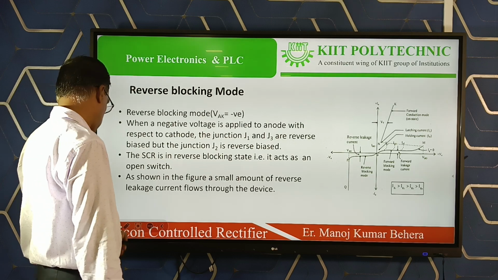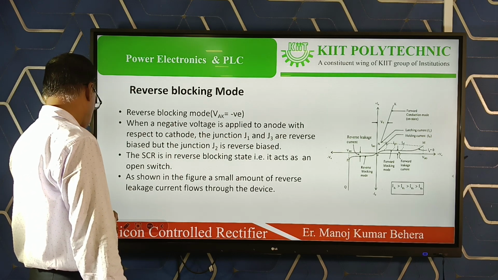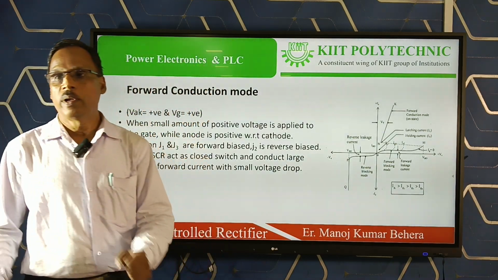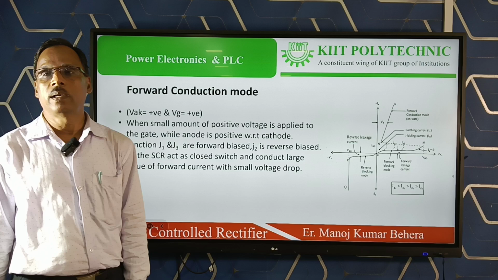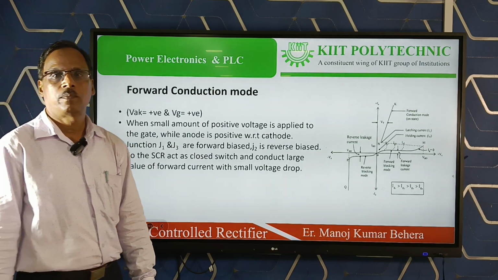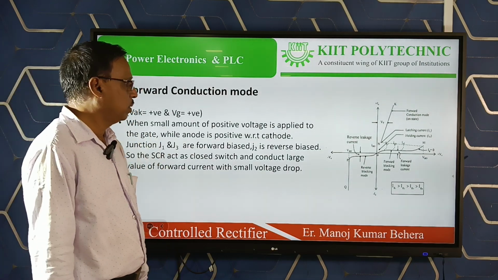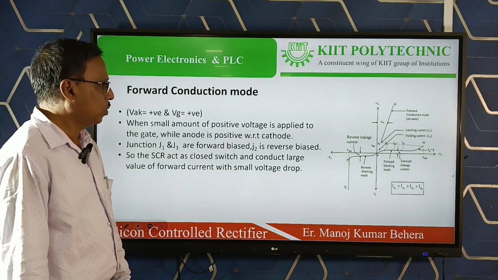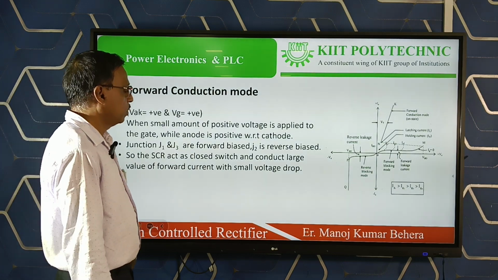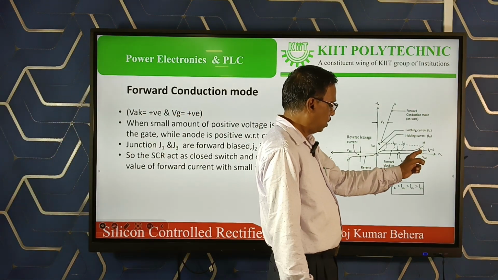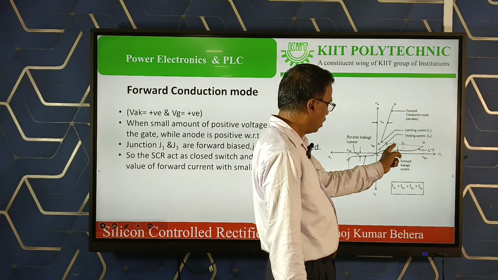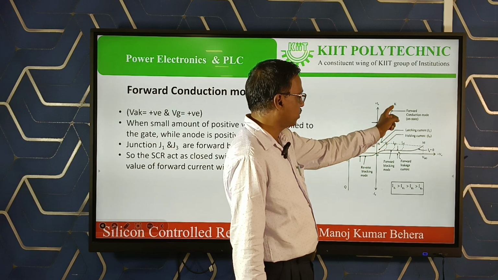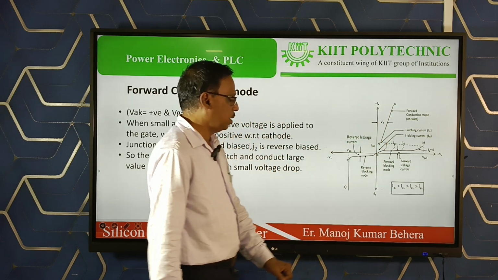Next one is forward conduction mode. If you increase the voltage gradually, then reverse biased junction barrier J2 vanishes and current will flow through the SCR. So see here, forward conduction mode is shown here.